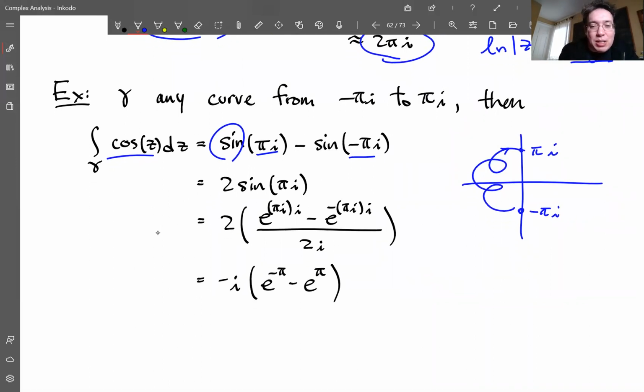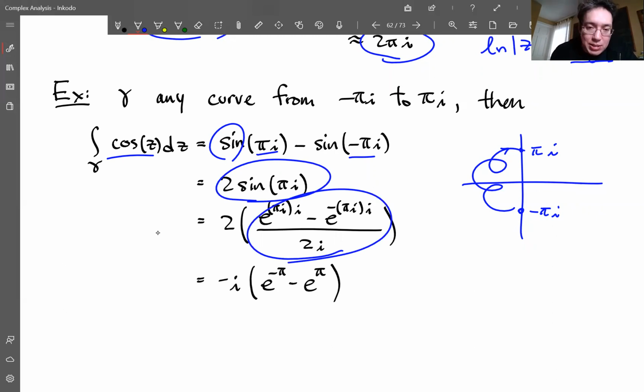So sine of pi i minus sine of negative pi i. Sine is an odd function, so you can pull out the negative sign. And we get sine of pi i plus sine of pi i, so 2 sine of pi i. If we plug it into the definition of the complex sine function, here's what we get.